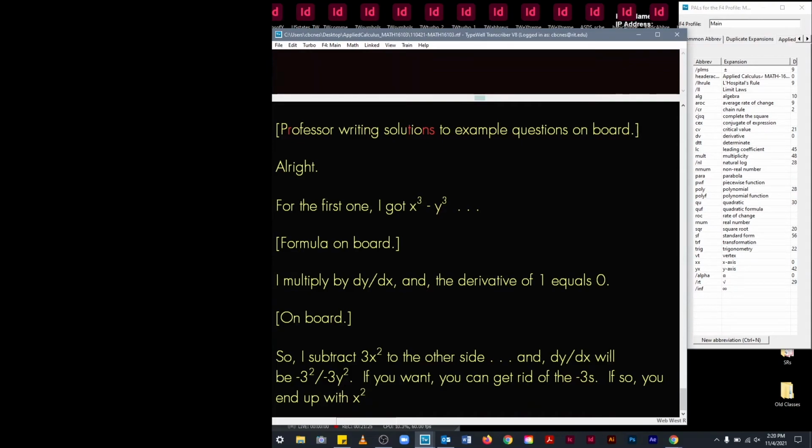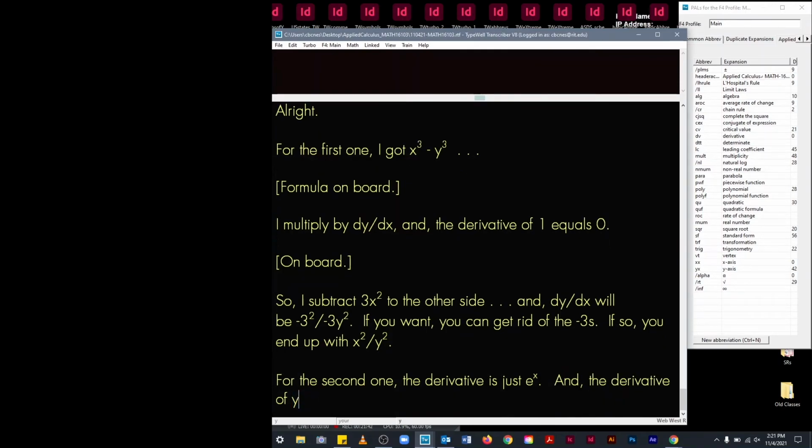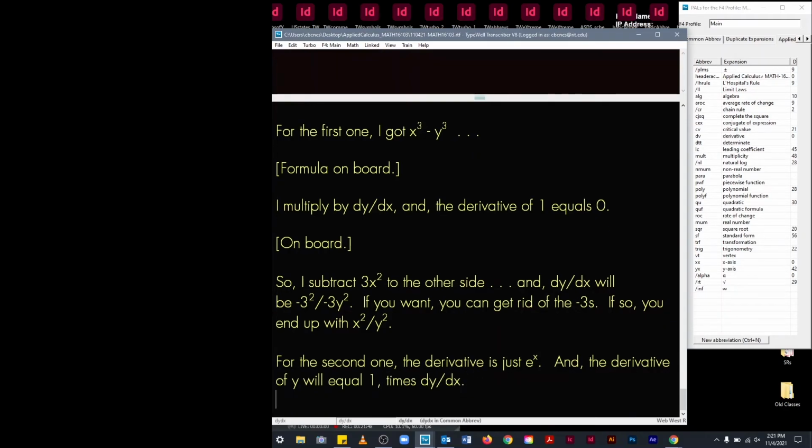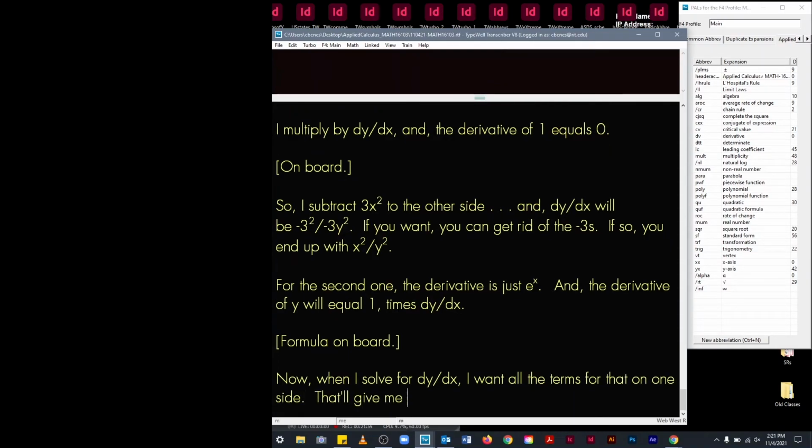For the second one, the derivative of e to the x is just e to the x. The derivative of e to the y is e to the y times dy dx. And the derivative of y is equal to 1 times dy dx. Okay. So now when I'm solving for dy dx, I'm going to want to get all the terms that have dy dx on one side. So that gives me e to the x is going to equal e to the y dy dx plus 1 dy dx. All right.